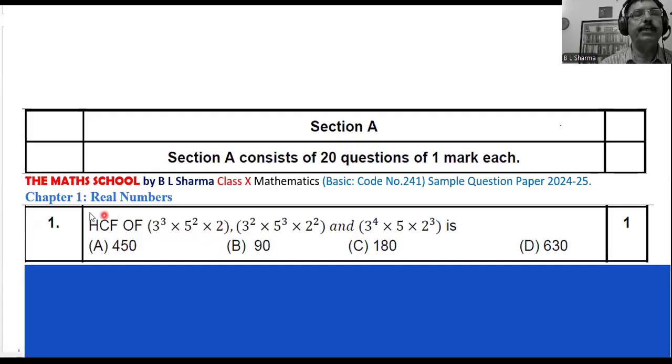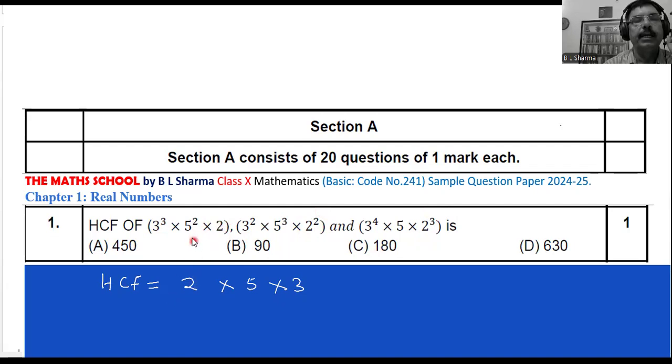This is the first question of chapter number 1, real numbers. The HCF of these numbers will be. We know that to take the HCF of the given numbers, you write all the prime factors 2, 5 and 3. In this, take the lowest power of each. See here, the lowest power of 2 is 1, among 2 power 1, 2 power 2, 2 power 3. This is lowest, 2 power 1, means 2. So we have written here 2.